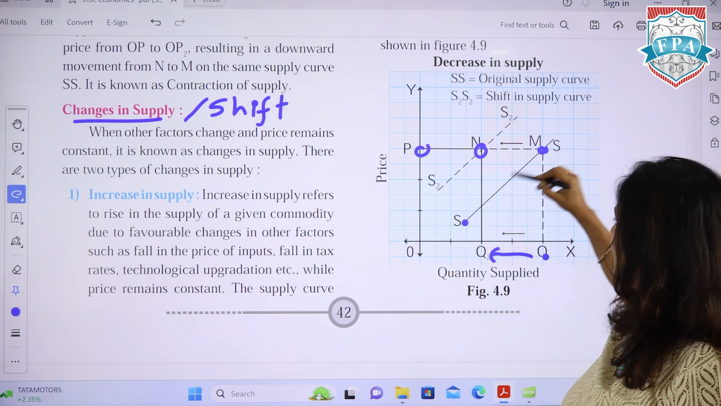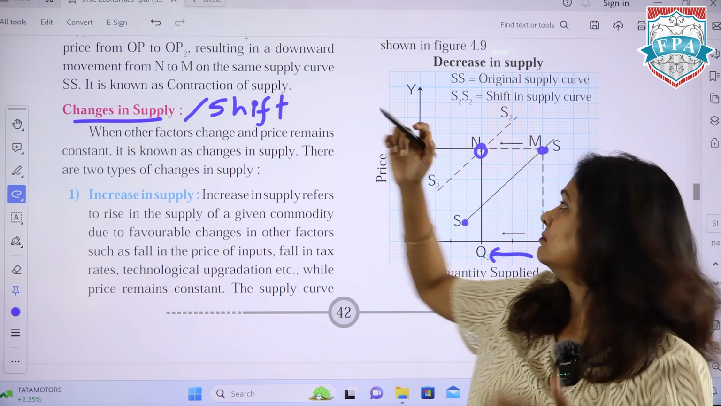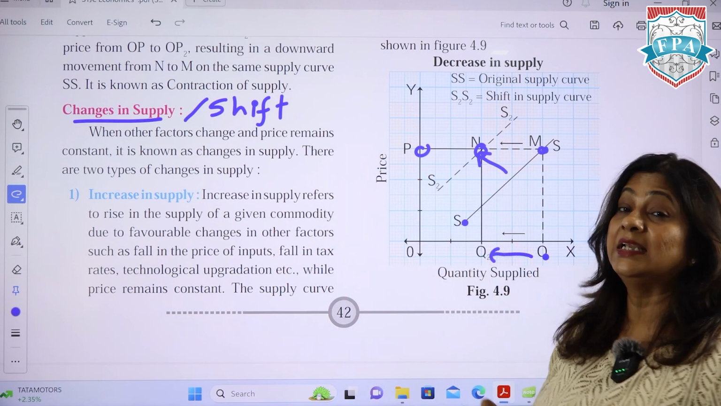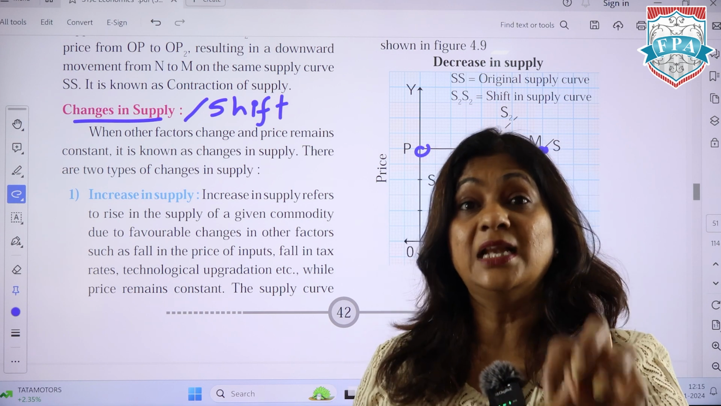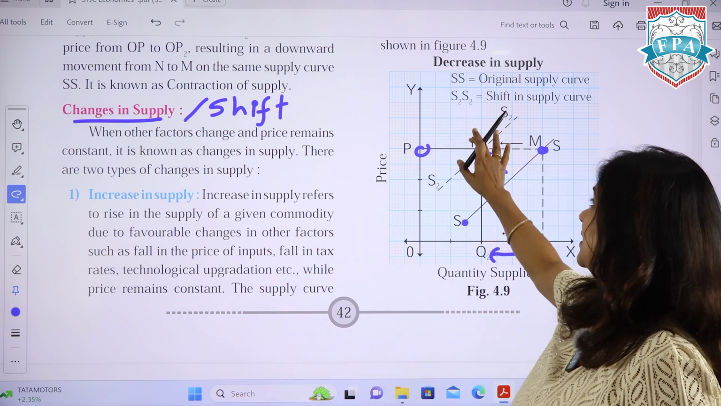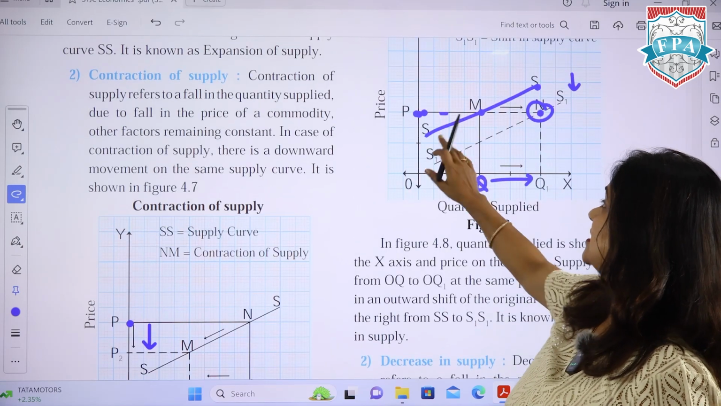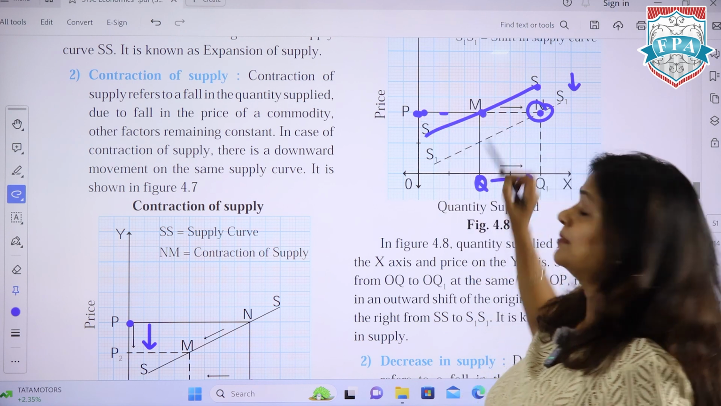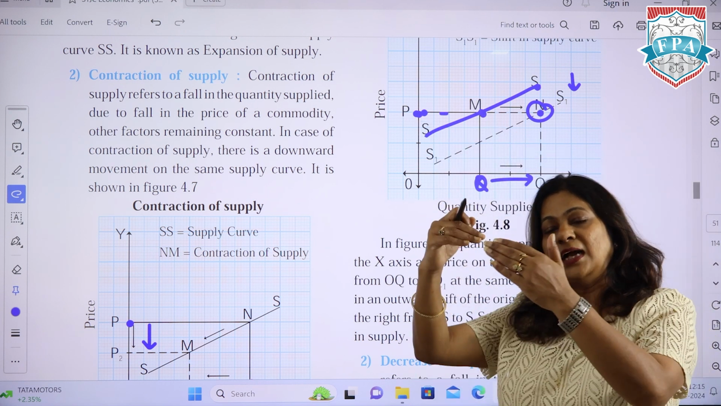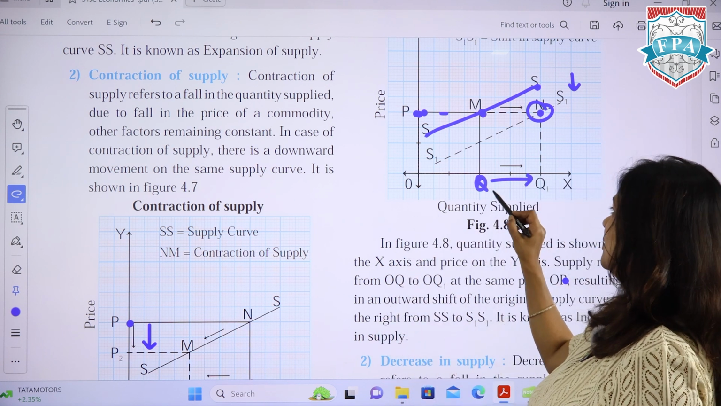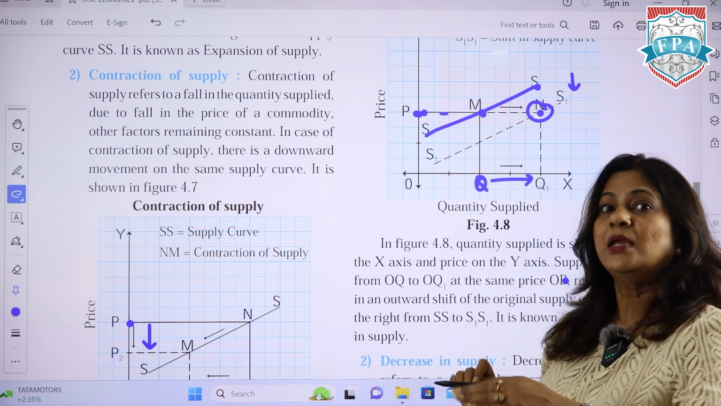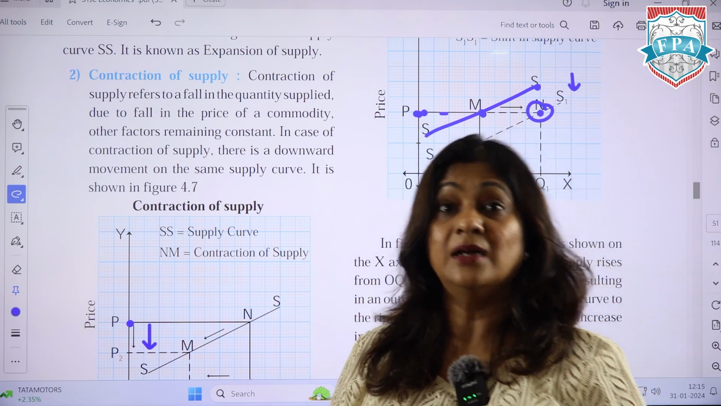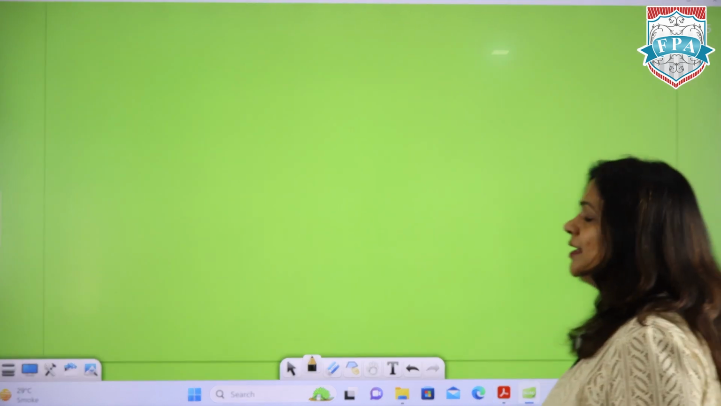Supply curve S has moved to S2, the supply curve going towards the upper side. When it shifts, this is decrease. You are ready to supply lesser quantity at the same price, and when you are ready to supply higher quantity at the same price, that is an increase. In case of increase and decrease, price will remain the same, the supply curve will shift. If the supply curve shifts downward, it is an increase, Q has become Q1. If supply reduces, price is the same, then the supply curve will go upward. So I will just rewrite things for you.